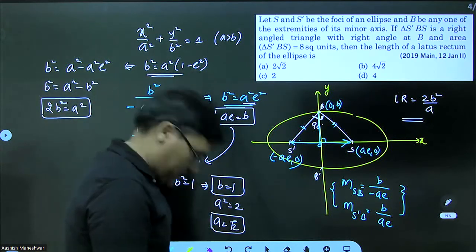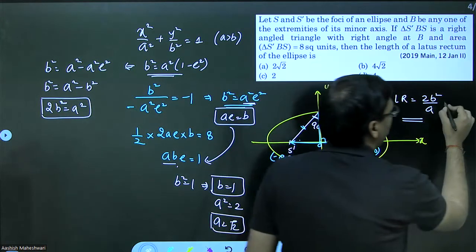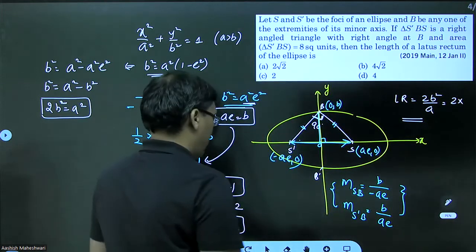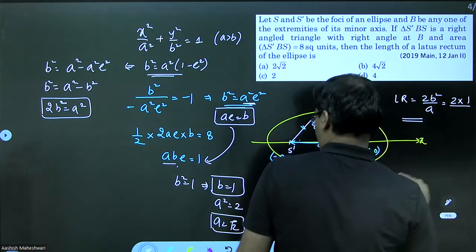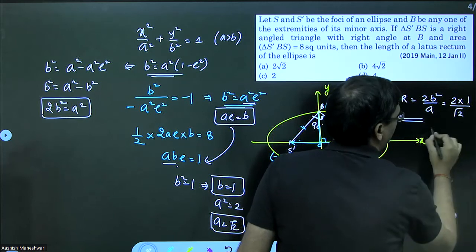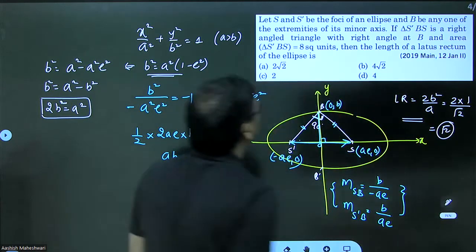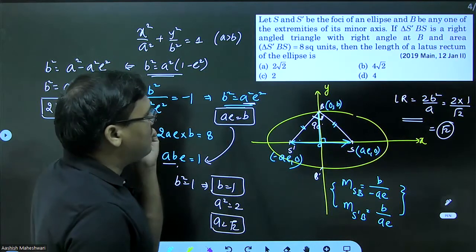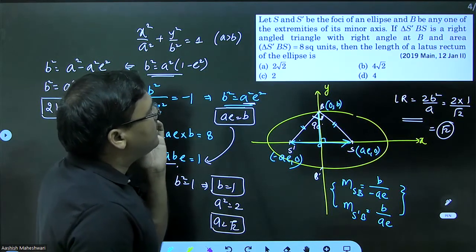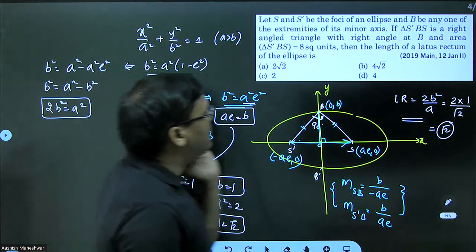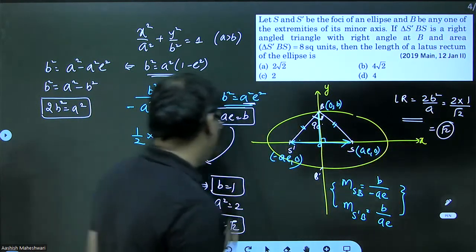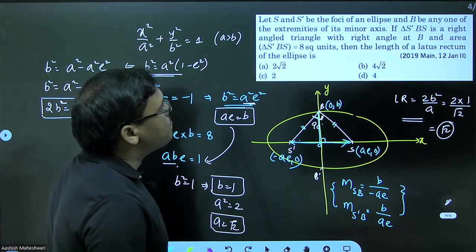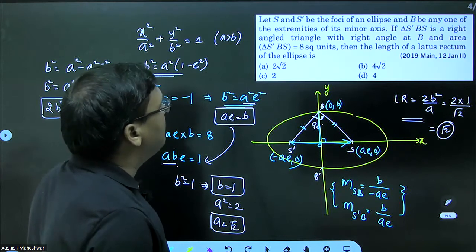So now you can just substitute the value here. This is 2B square by A, the latus rectum. This is 2. What is B square? B square is 1, by A. What is A? A is root 2. So what is the answer? This is equal to root 2. You can just check the calculation. Length of latus rectum is 2B square by A. 2. What is B square? 1, by A is root 2. So this is the answer.